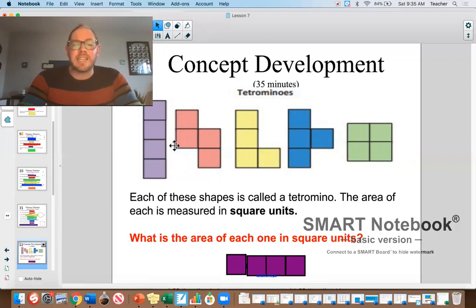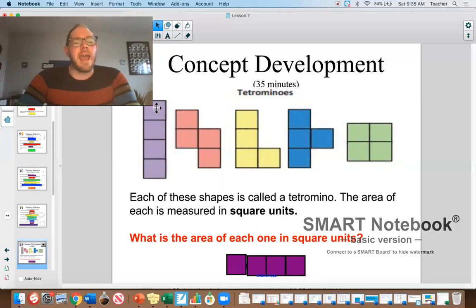Each of these is measured in a measurement called square units. Something that can help us remember that is each of these blocks is made up of squares. This shape is made up of blue squares. This shape is made up of green squares. This shape is made up of yellow squares. This shape is made up of red squares. And this shape is made up of purple squares.